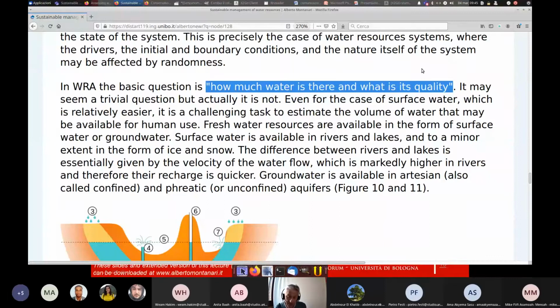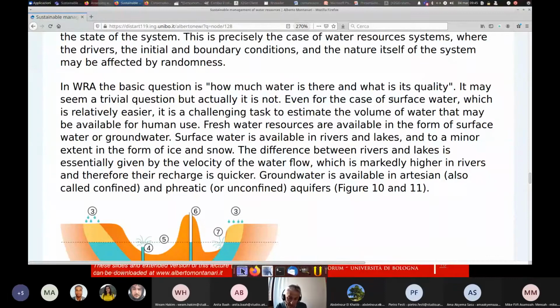Let's take into account that we often need to classify water in two categories. Surface water, and the term is self-explaining. Surface water is water that you can see because it's located over the Earth's surface, so rivers, lakes, sometimes ice, because snow and ice are also important water reservoirs.